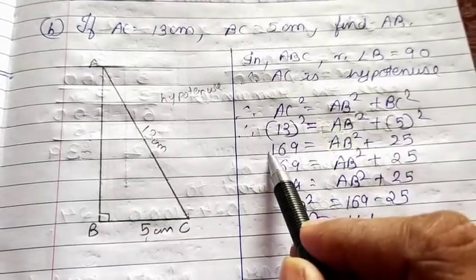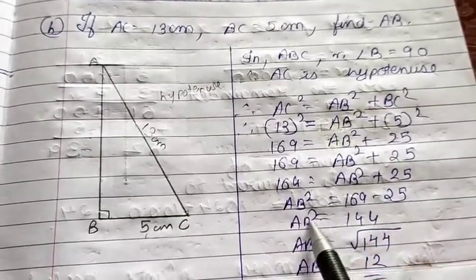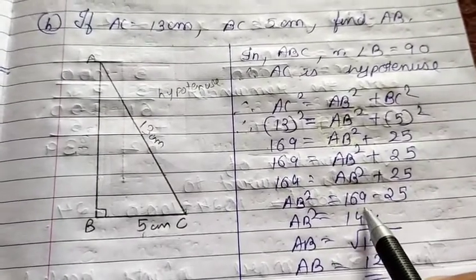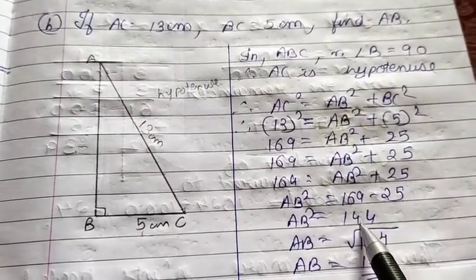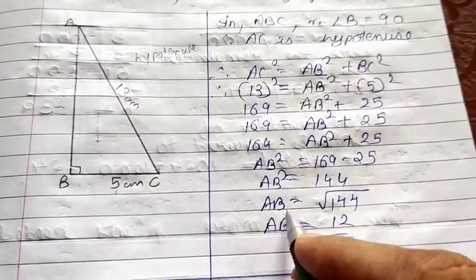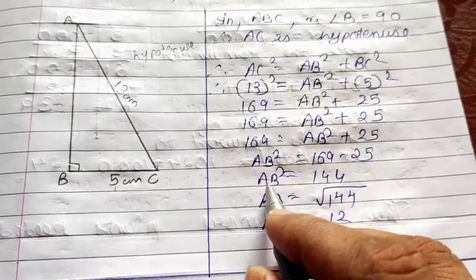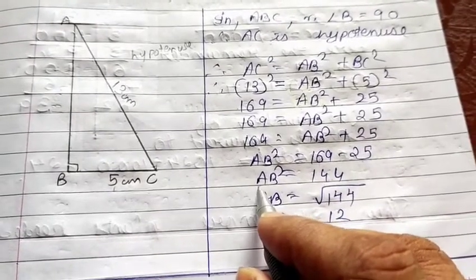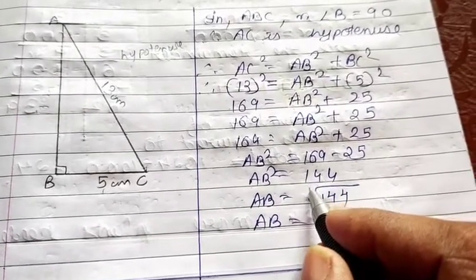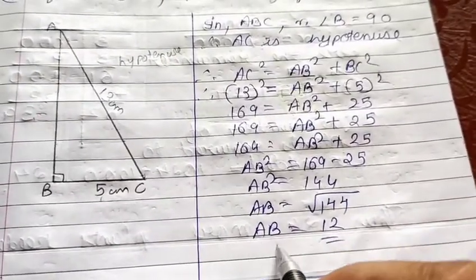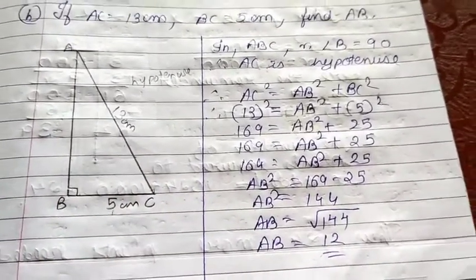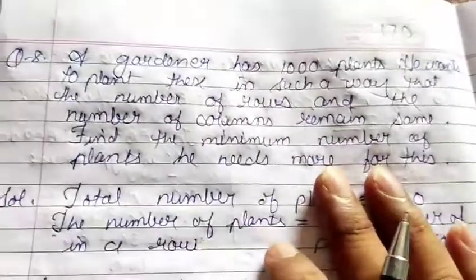Transpose this 25 to the left hand side, so AB square equals 144. When you subtract 25 from 169, you will get 144. That means the square value of AB is 144. We need to find only AB, not AB square. So you have to put the root over its value also: the root of 144 gives 12. That means we can say that the length of AB is 12 centimeters. Let us see the next question.